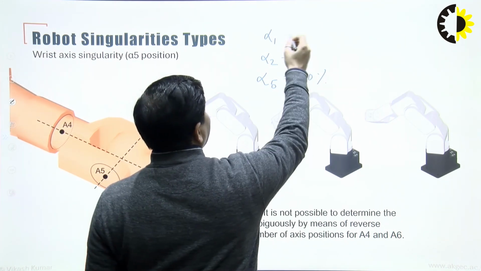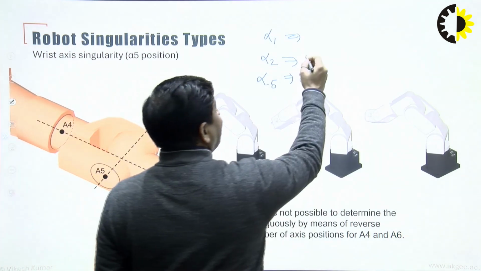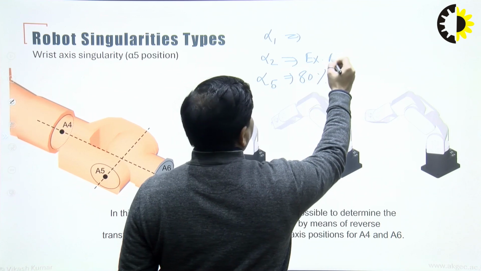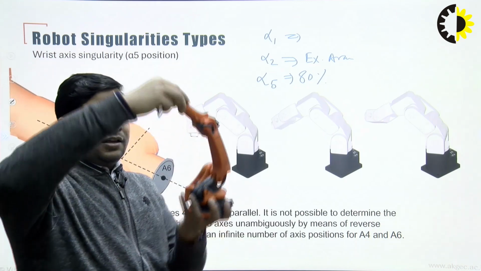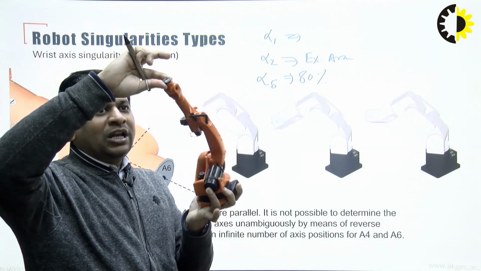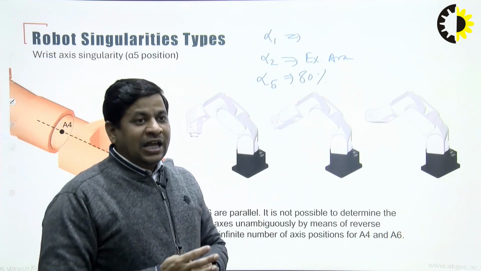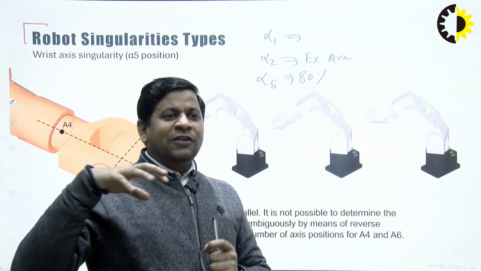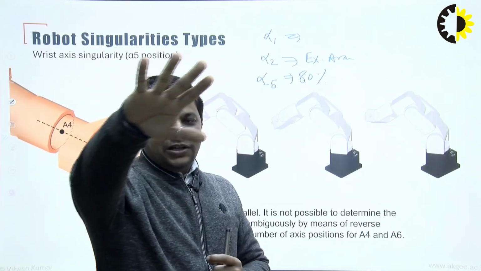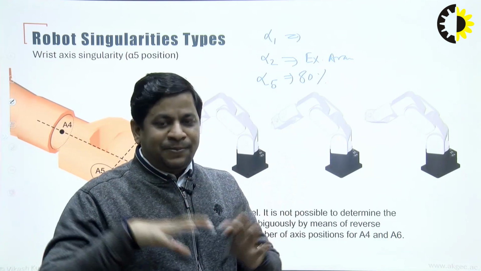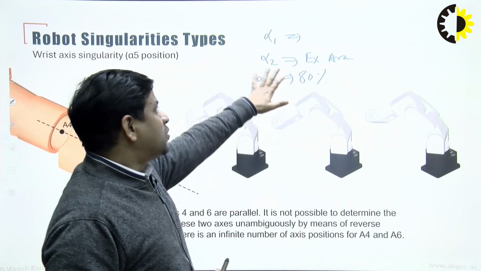And alpha 2, that is none other than extended arm singularity. This is extended arm, where we stretch our robot fully like this. It only comes when the reach of the robot is not appropriate. If you select your robot in such a manner that reach is not a problem, then you are not going to stretch your robot to full flange. So if your robot is selected according to your application, you need not stretch it, and you can avoid this.